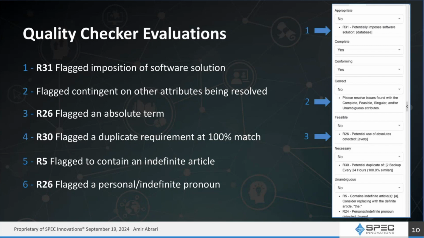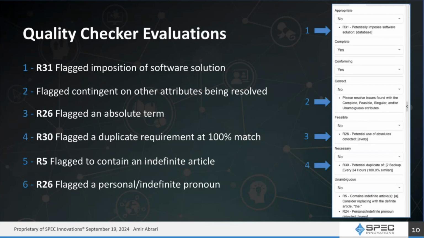And many may argue that there shouldn't be absolutes in the requirement because it is at times impossible. And you can't verify every single time, or a different way of mentioning it, using "every" would be a more acceptable use based on the writing guide. So our fourth step, we have R30, potential duplicate.